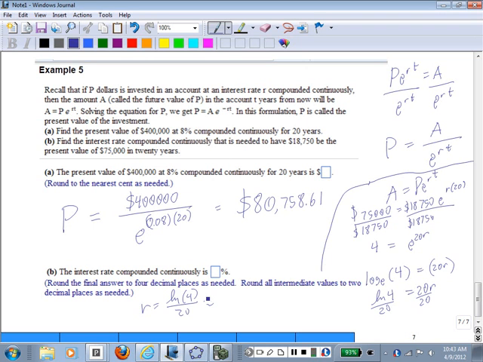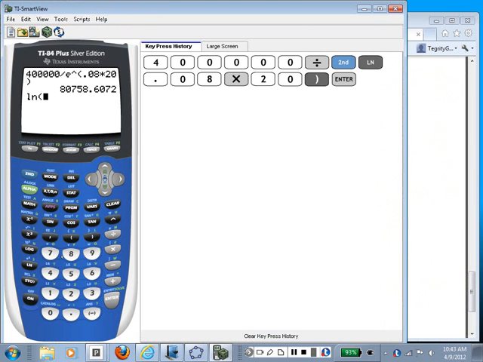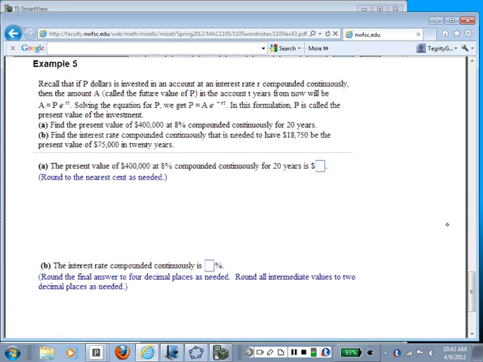Careful when punching this up on a calculator. It's very important that when you take the natural log of 4 that you close the parentheses after that 4. Natural log of 4 and then close the parentheses like that. If you don't, what it'll do is divide 4 by 20 and then take the log of that. You want to take the natural log of 4 and then divide that by 20, and when it does, 0.06931. Now let's see how many decimal places it wants in the final answer.